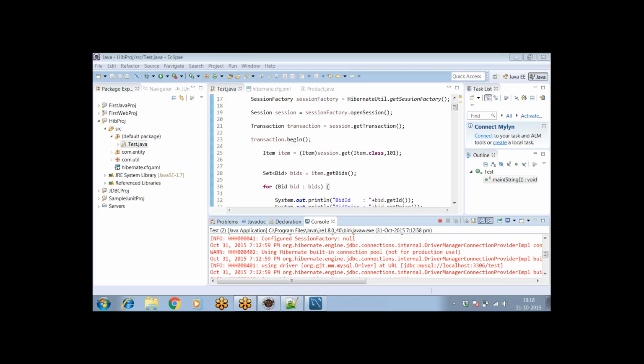So, do you really think the bit details also should be displayed or fetched for this user? Is it needed if the user is trying to just view the item details? What do you people think?